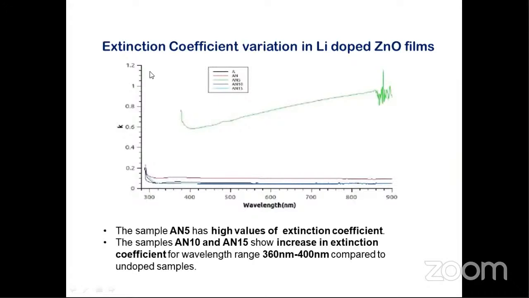Here the estimated values of extinction coefficient K were plotted against the wavelength for different samples. Here also we can see that the K value of AN5 has higher values when compared to the other samples. And also the samples AN10 and AN15 show a slight increase in extinction coefficient for a wavelength range between 360 and 400 nanometer when compared to the undoped samples.